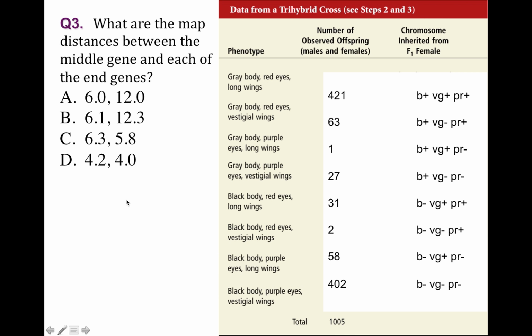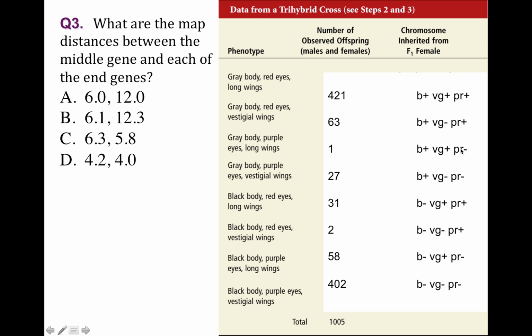Okay, so what about the distances in the middle? What are the map distances between the middle gene and each of the 2 on the ends? Well, we need to figure out when there's a recombination event between the black gene and the purple gene, the body color and the eye color. Well, this doesn't look like a recombination event because they're the same combination of alleles that we see on one of the parental chromosomes. This one does, though.